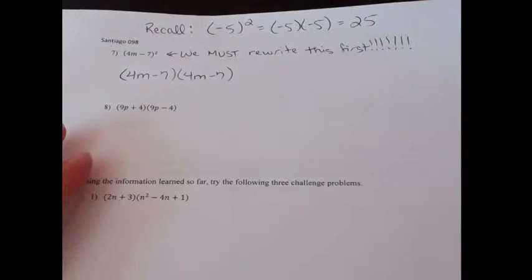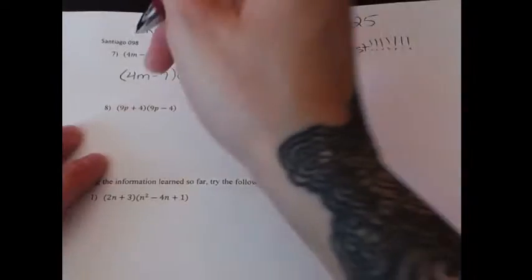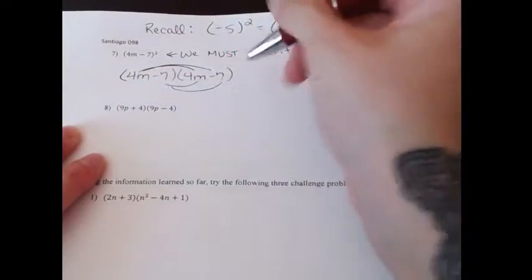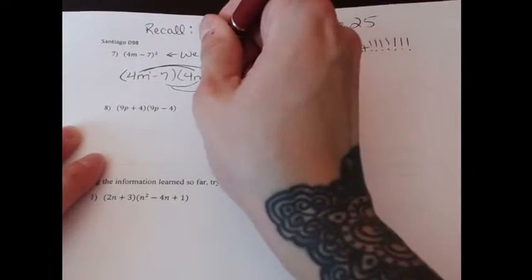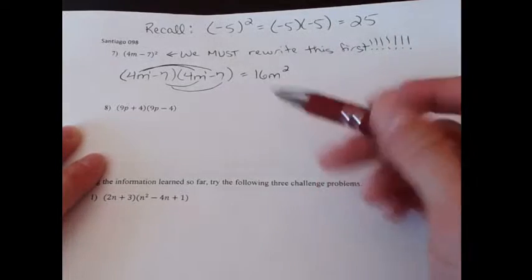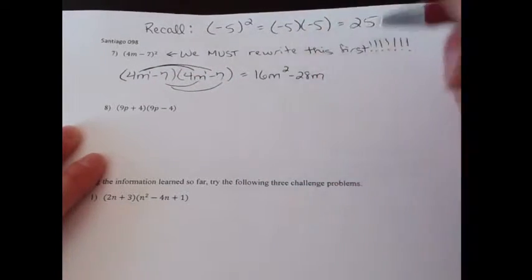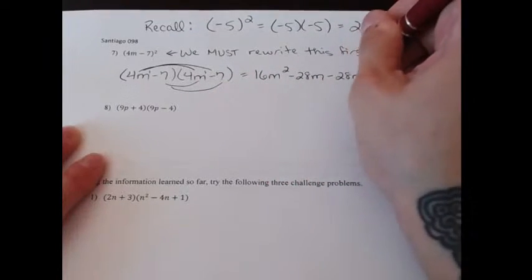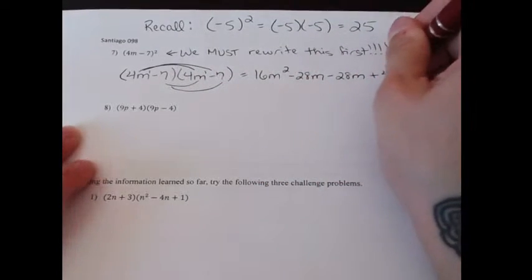So I've rewritten it twice, right, because it's to the second power. If it were to the third power, we'd have yet another one. So I'm going to distribute, just like we learned. 4m times 4m, that's 16m to the second power, right? If it helps, again, write out those powers of 1. 4m times negative 7 is negative 28m. Negative 7 times 4m is negative 28m. And then negative 7 times negative 7 is positive 49.